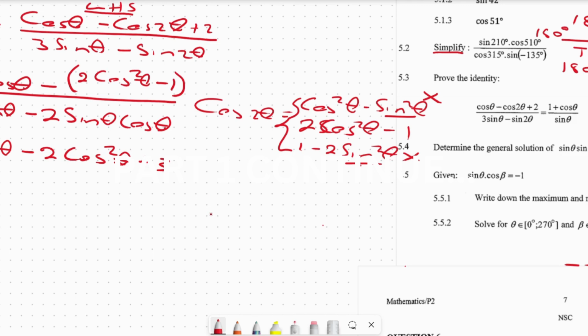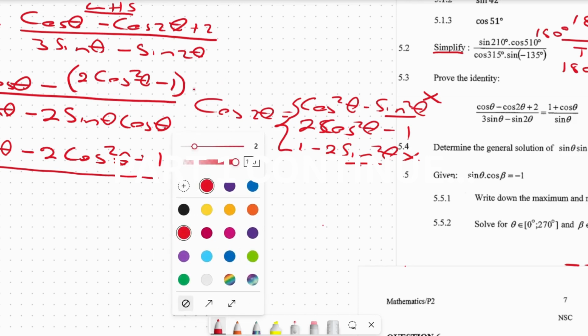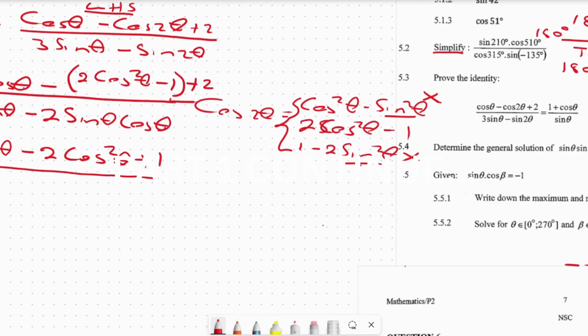I don't know why I'm taking 3 here. So this is going to be plus 1, then all over this one. Oh, okay, so now I see I made a mistake here. There was plus 2 that was here. Remember that? So here this is going to be plus 1, then plus 2. That's why I'm going to have plus 3 here.